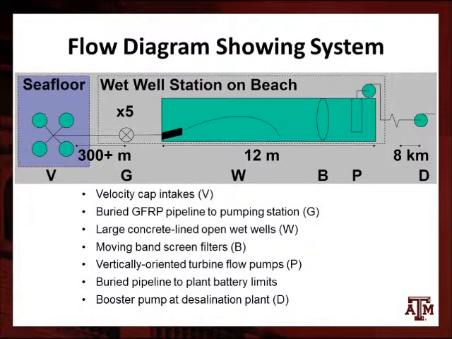So here you can see a schematic with the solution for our intake and our transportation from the seawater to the plant. So the seawater enters 4 horizontal velocity caps shown at part V, and then is transported from them in the GFRP pipeline to our wet well shown in the schematic, where the water enters a pipeline and allows sand to settle out as it travels through the wet well through the vertical band screen shown at B, and then enters our vertical turbine pump at P, and then is pumped and transported 8 kilometers inland to the plant, where it is bumped up in pressure by the booster pump shown at D.